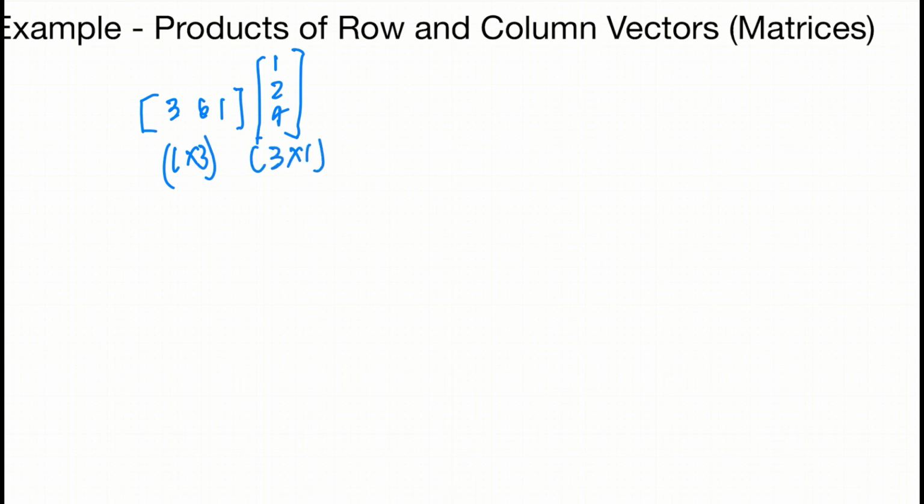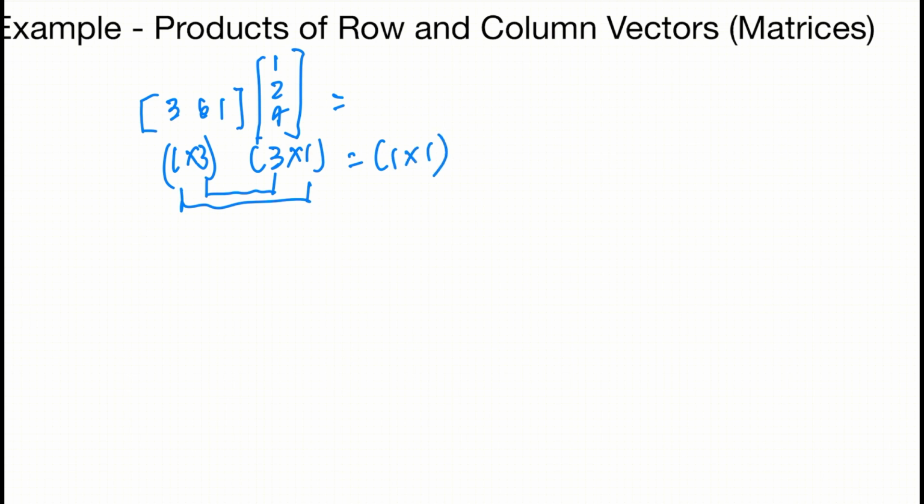In this example, we want to do a matrix multiplication both ways. What we've got here is a row vector and a column vector. We've got 3, 6, 1 times 1, 2, 4. This is going to be a 1 by 3, 1 row, 3 columns. This is going to be a 3 by 1. Now these inner numbers are the same, so that's good. Our result is a 1 by 1, so we're going to get out a 1 by 1 matrix.